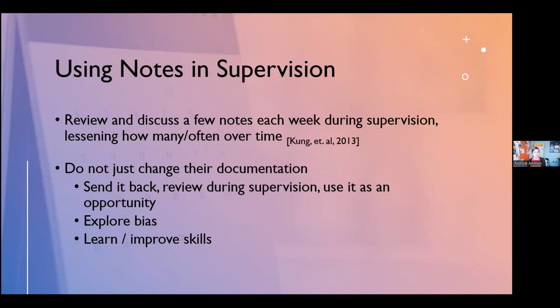It's also an opportunity to explore any kind of bias that the supervisee might be bringing to their note writing and their documentation. It could open a conversation about how they're feeling with that particular patient or what's going on with the clinical picture of that patient. And it's really a chance for supervisees to learn more and improve their skills.